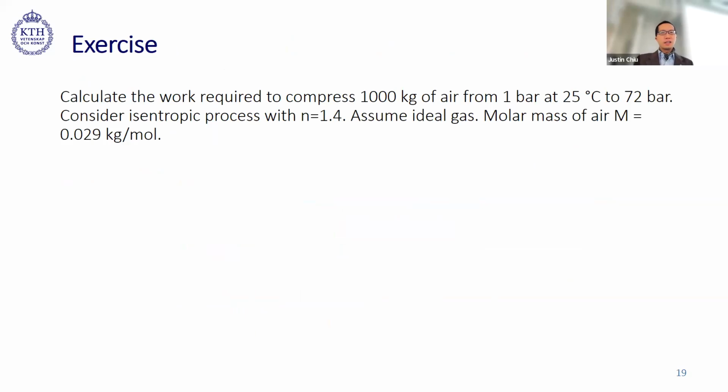Let's continue. And I think maybe this exercise we can work together. This is a direct exercise of calculating the work that is required to compress 1 ton of air from 1 bar at 25 degrees Celsius to 72 bar. So this is a direct application of the equation that we have seen. Consider an isentropic process. So what is isentropic? Isentropic means adiabatic and reversible.